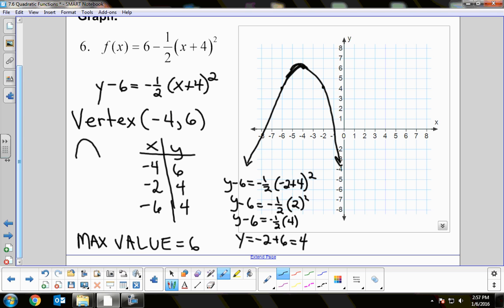In fact, we could say the range is y is less than or equal to 6. The maximum value is 6. The domain, by the way, is going to be all x's. There's no x that I can't substitute in.